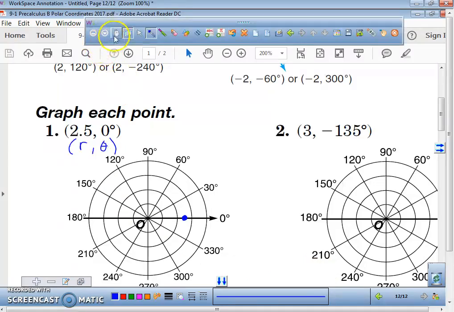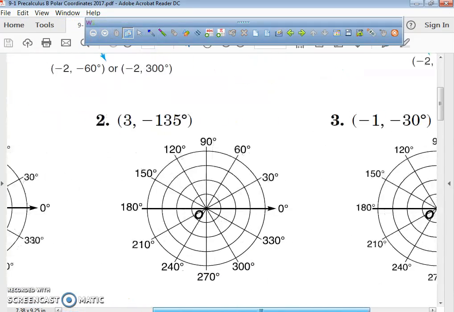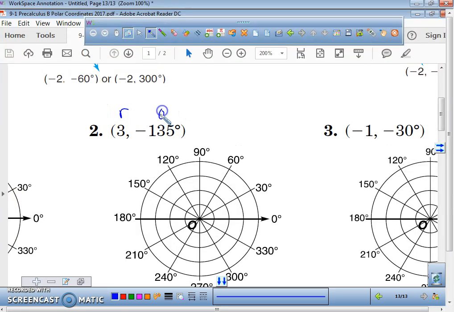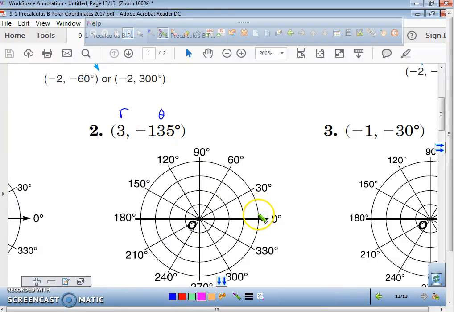All right, now I'm going to go over here to number 2. I'm going to label this. There's R. This is theta. Ooh, that says negative 135 degrees. So I need you guys to understand. Positive 135 degrees would put me right about there. Negative 135 degrees starts from here and it goes right about there.